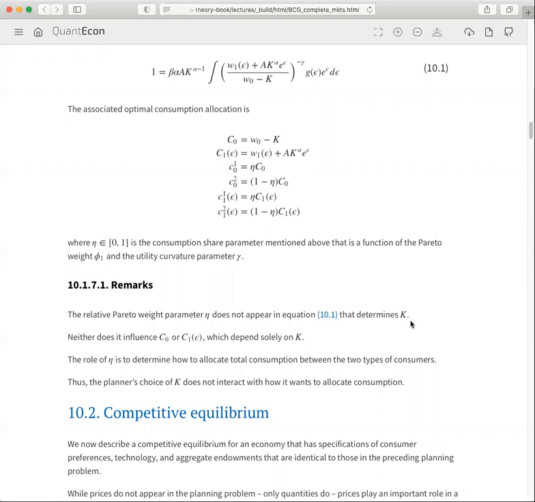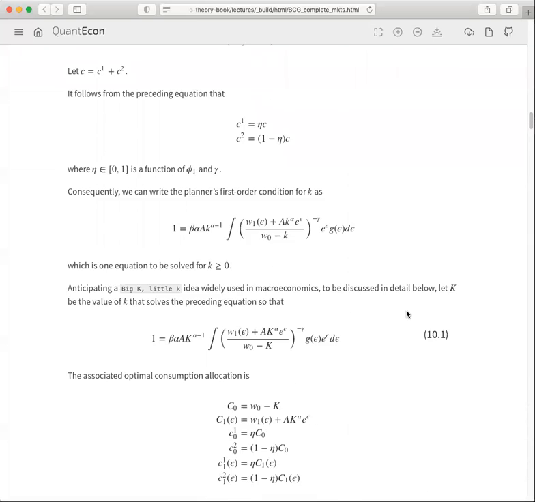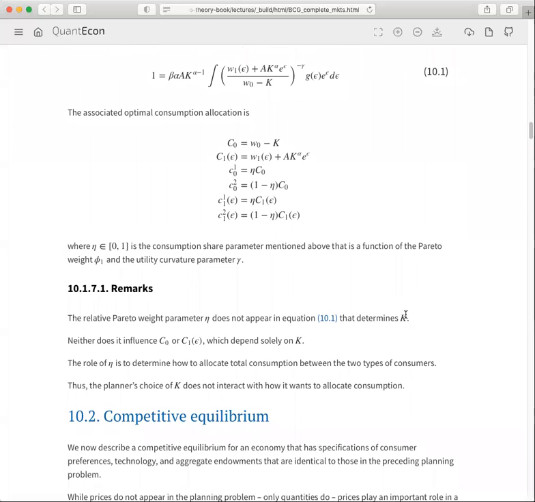how he feels about the two types of agents, the Pareto weights, and that's a property of our having assumed a power utility function that's common for the two guys and the common specification of utility. So it doesn't affect this, and it doesn't affect aggregate consumption over time. So the role of ADA, it's a nice partitioning here. The role of ADA is solely to allocate total consumption between the two types of consumers. That's the way this goes. So the planner's choice of K does not interact with how it wants to allocate consumption.